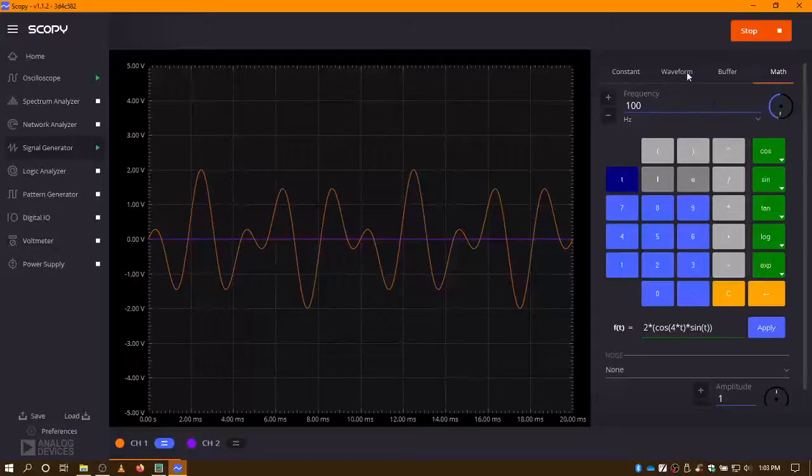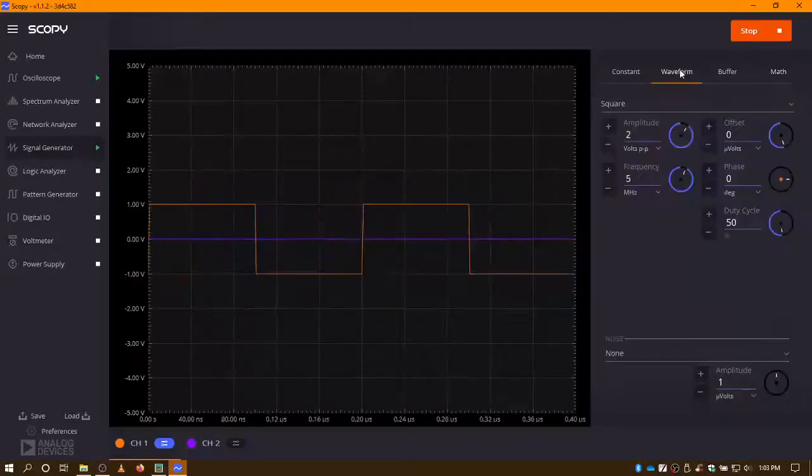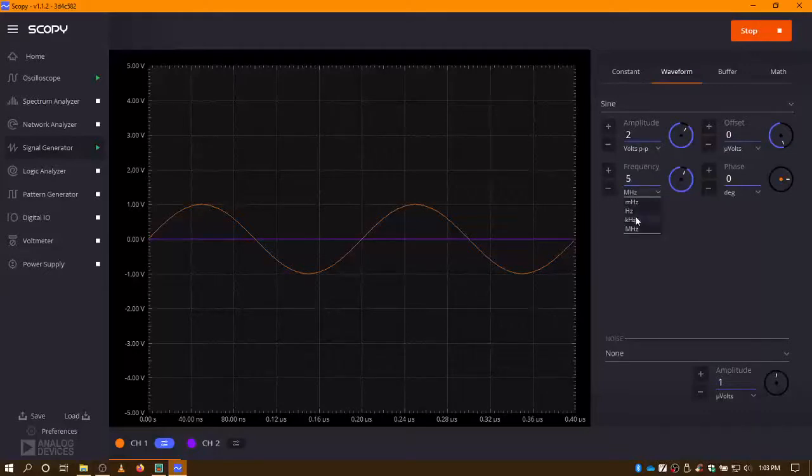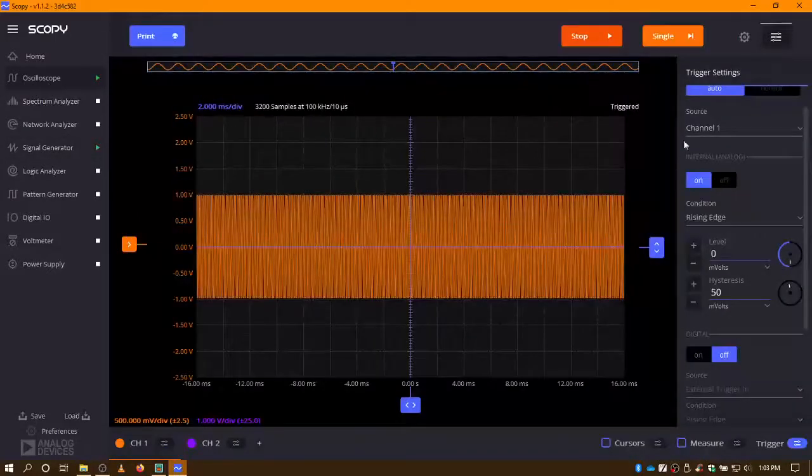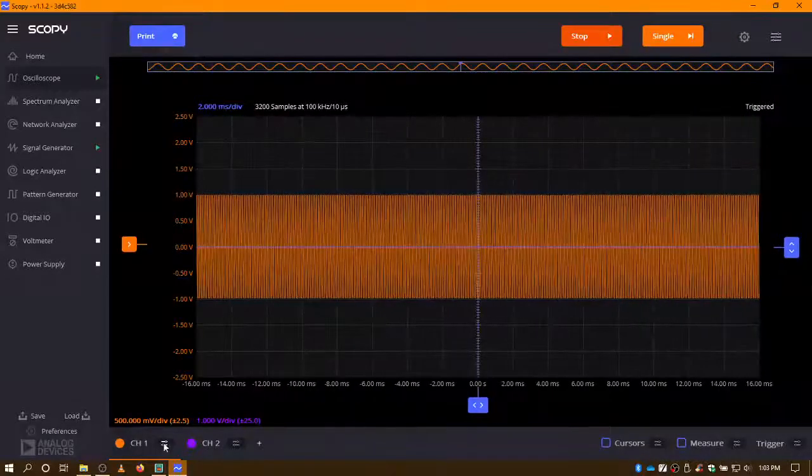I'm going to go back to a waveform again, and this time I'm going to set it back to a sine wave. Amplitude 2 volts peak to peak. I'm going to set the frequency down to 10 kilohertz. Go back to the oscilloscope. Get out of the trigger menu and go back to the channel 1 menu.